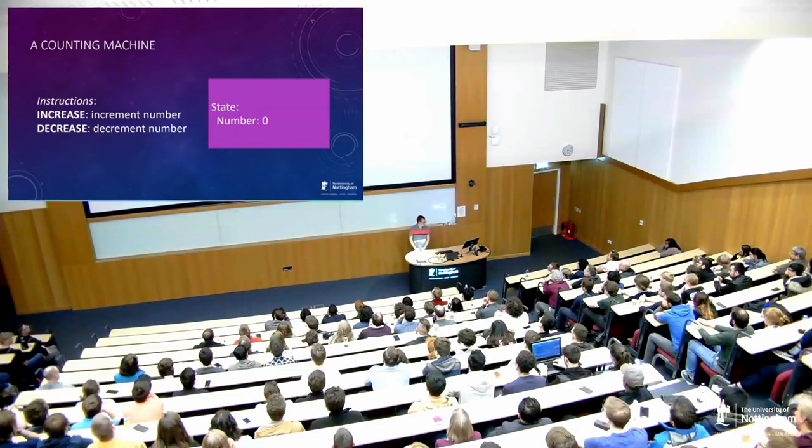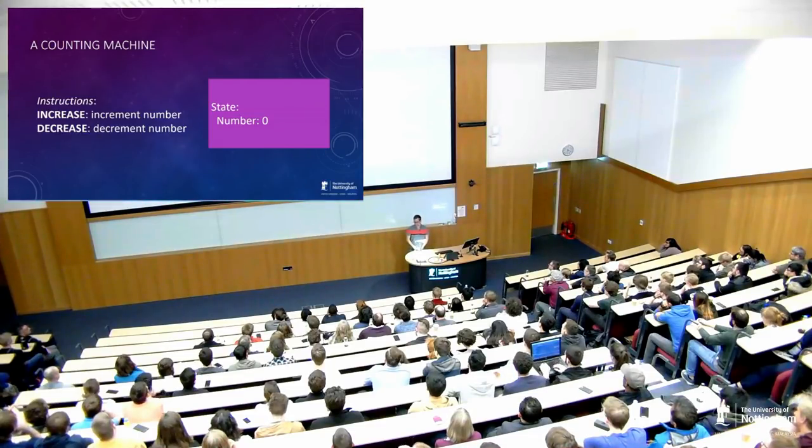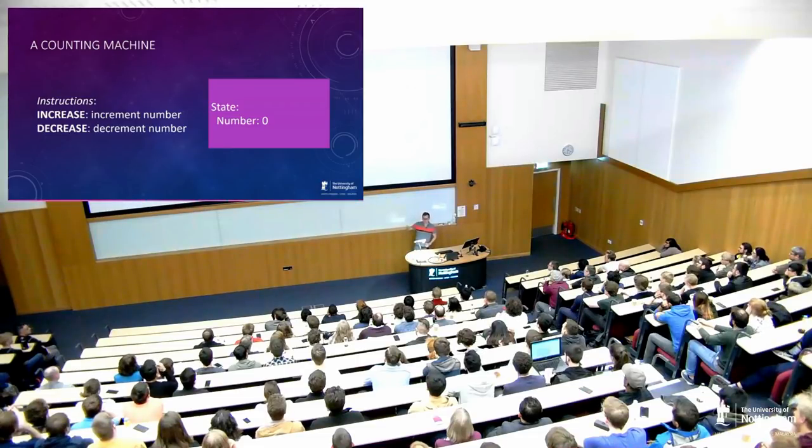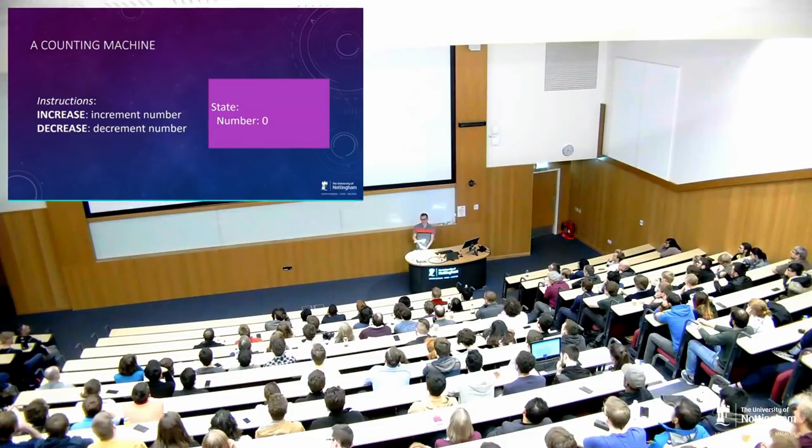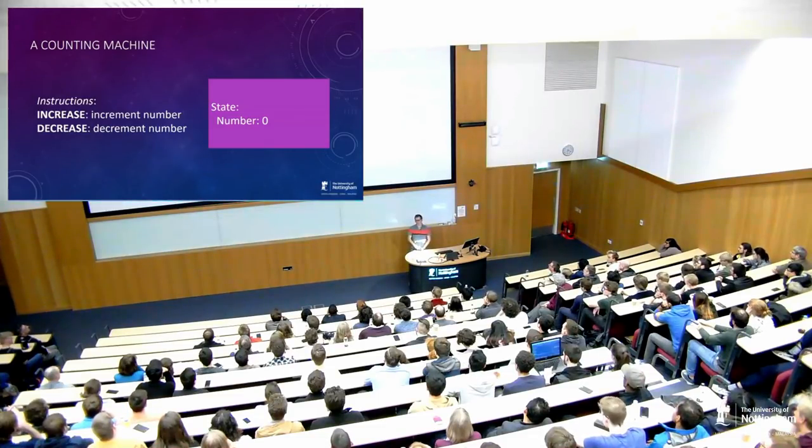So one type of machine might be just a machine that counts. In this case, we'd have state, which is just a number. This machine all has is a number. You might think of this machine as like one of those old mechanical clickers, where every time you click the button, the number would increase. Here we're saying that there are two instructions, one instruction to increase the number by one and one instruction to decrease the number by one. Our verbs are to increase and decrease, and our noun is that number being incremented and decremented.